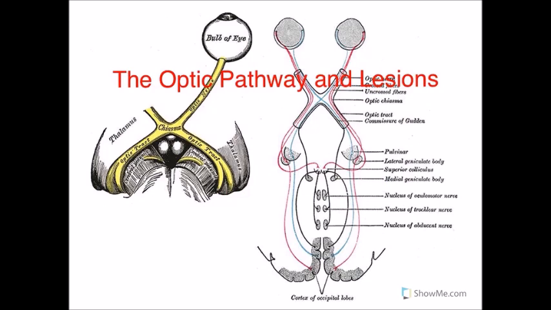In this video we're going to discuss the optic pathway and the associated lesions of the optic pathway. Basically, what we're going to be looking at today is, after the eyeball creates an image in the photoreceptors, the rods and cones in the retina, that information has to make it to the brain some way, somehow. And that's what we're going to be looking at.